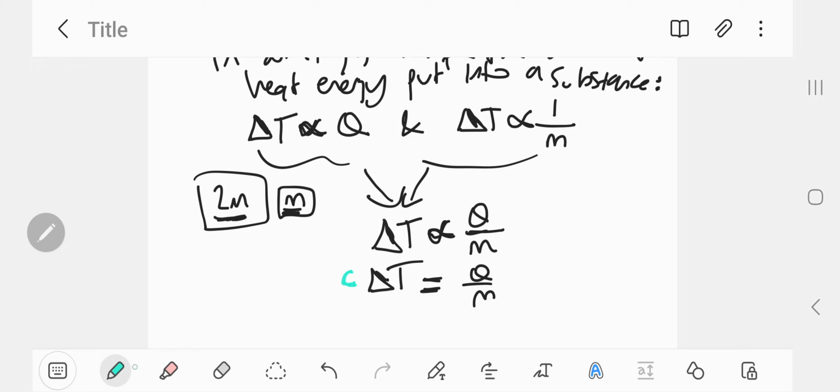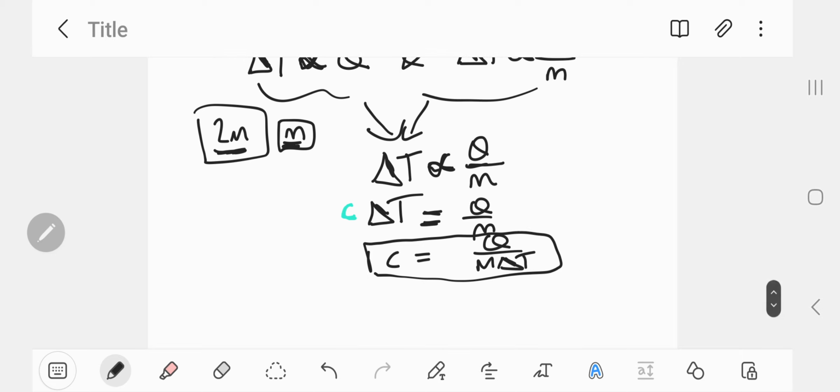Now, C is the specific heat capacity. Actually, before that, let me just rearrange this equation here. So let's get C by itself. So how do I do that? Take the delta T down there in the denominator: C equals Q divided by M delta T. This relation is the specific heat capacity of a substance. This is how you calculate it. This is the formula, where C, the constant, is known as the specific heat capacity.